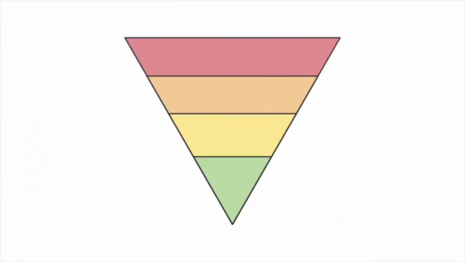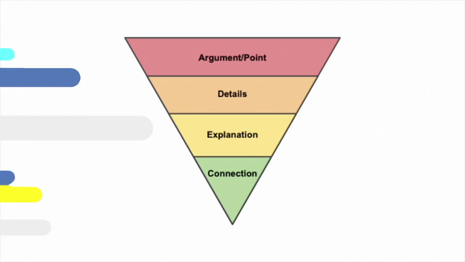Now, body paragraphs. Similarly to the introduction, each body paragraph has four parts: argument, details, explanation, and connection. The reverse pyramid shows that the first part of the paragraph, the argument, is the broadest part, and that as we move towards the connection, the author must become more specific.